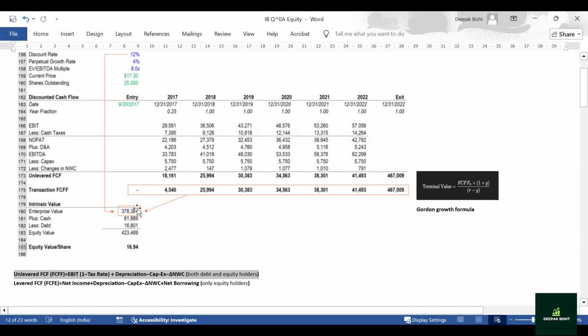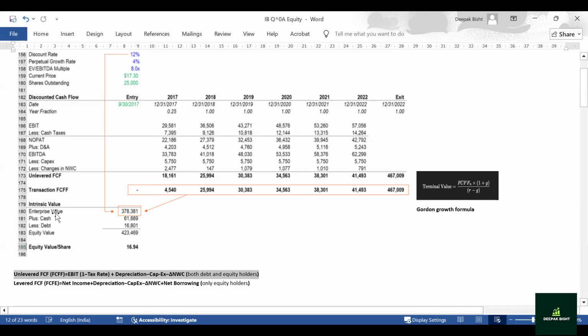So this is the enterprise value. We have calculated enterprise value based on the discount rate. Here, if you can follow the arrow diagrams also, this we have discounted back to this date, 9/30/2017. When we discuss how to build a DCF model, we will talk about these dates also. We cannot skip even a single day. We actually have to discount it back.